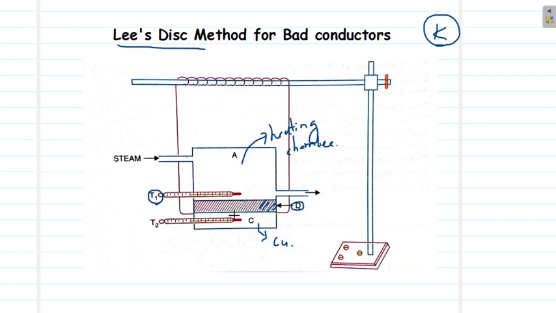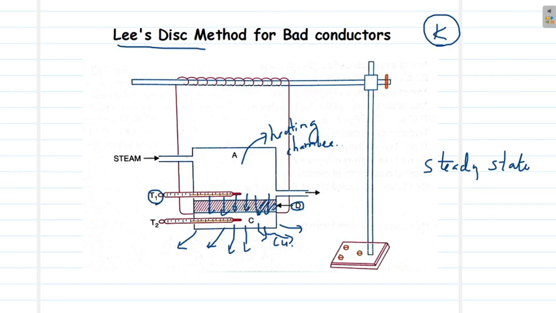Now, to calculate the thermal conductivity, we consider the steady state condition. In the steady state, the rate of flow of heat through this bad conductor will be equal to the rate of loss of heat by the disk beneath. This copper material will be radiating heat out through the exposed surface. So what is that heat radiated out? That will be equal to the rate of supply of heat through this bad conductor. So let us calculate that.